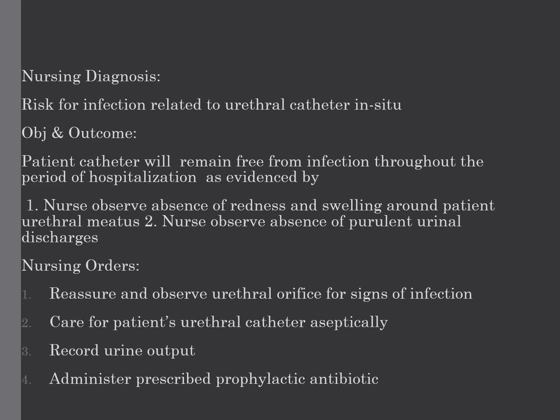Then you move to your next step, which is the nursing orders. This is simple. You can reassure the patient as one of them. Then you can assess and observe the urethral orifice for signs of infection. That's another one. Then you can care for the patient's urethral catheter aseptically. You can record urine output. Then you can administer prescribed prophylactic antibiotics. So your assignment here is to find additional nursing orders, write your own nursing intervention, and then evaluate this work.